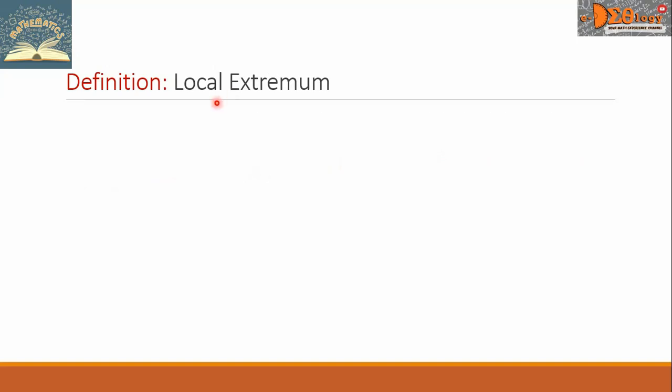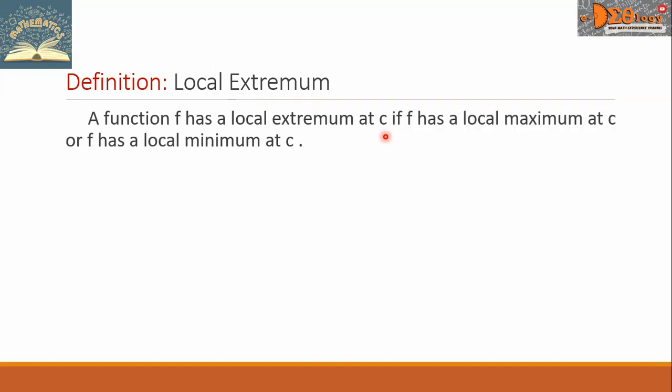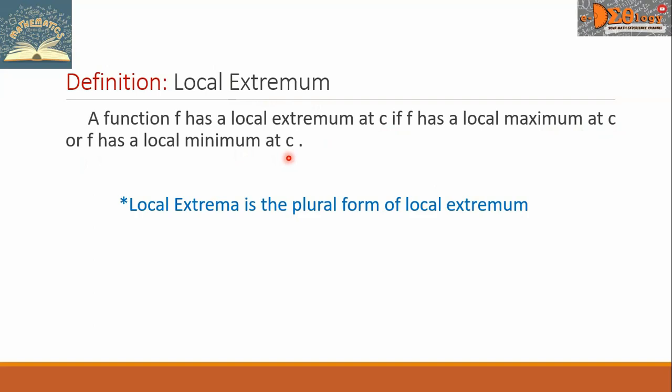Now let us define local extremum. A function f has a local extremum at the point C if f has a local maximum at C or f has a local minimum at C. Note that the term local extrema is the plural form of local extremum.